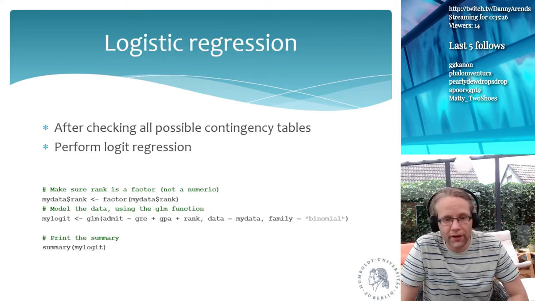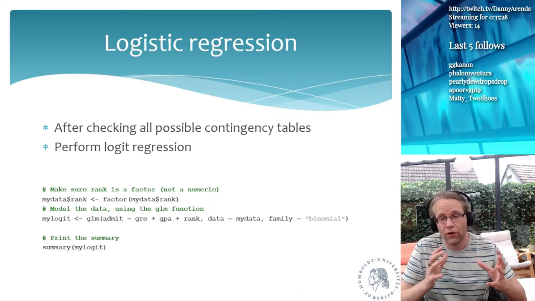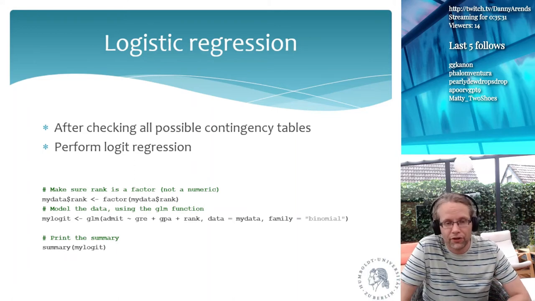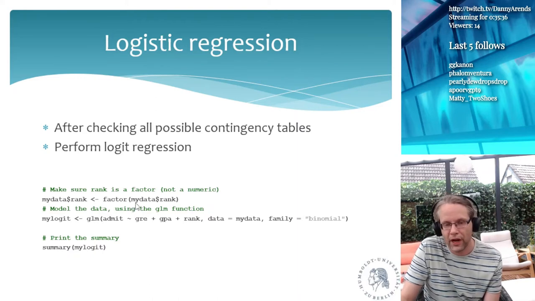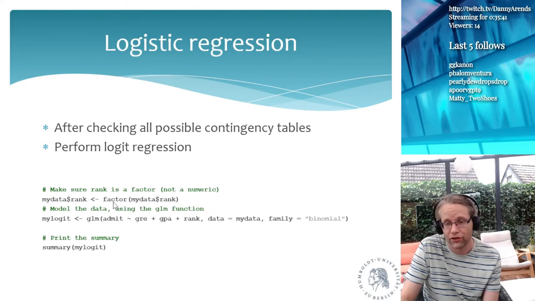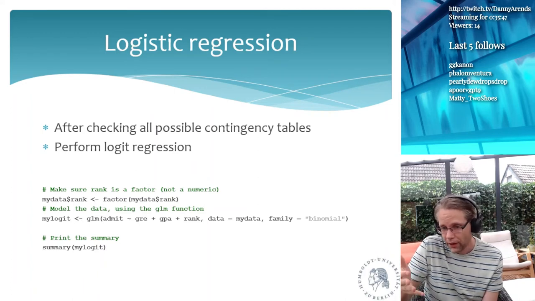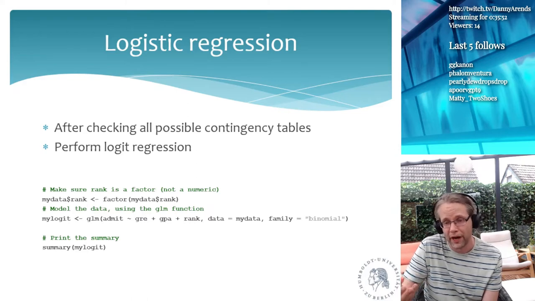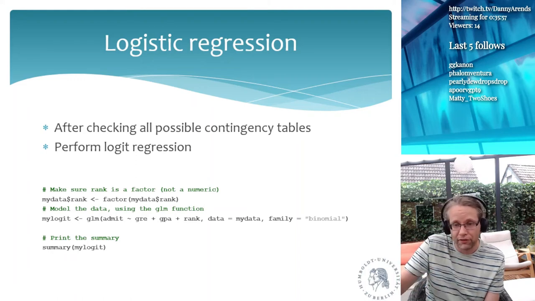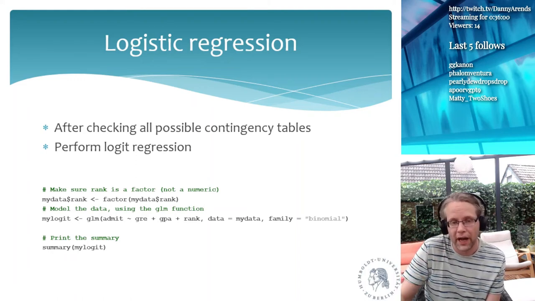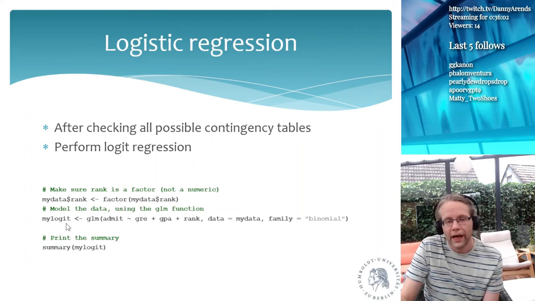But after we've done the contingency tables, we made sure that there's no group which is zero or very small. Then we use logistic regression. So how do we do that? Well, first things first, we have to make the rank variable a factor, making sure that it's not a numeric variable, because the coding of the rank is 1, 2, 3, 4. And we don't want R to accidentally interpret this as a numeric variable, because we don't know. It might be that there's a different pattern than just a linear pattern in the rank. So we have to make sure that it's a factor, and then we just make our model.